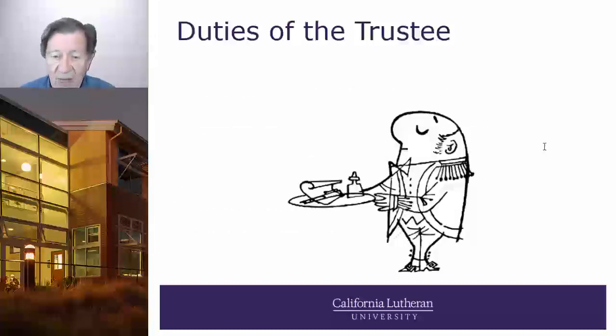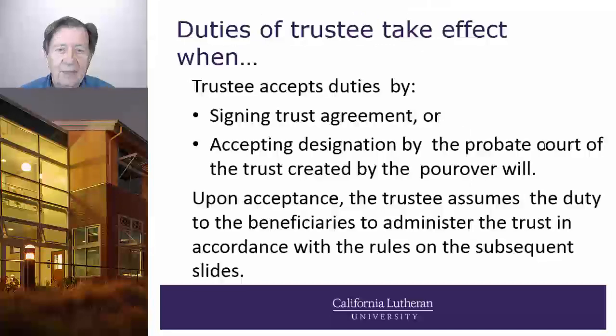And this is probably the best way of describing a trustee. They are a butler. They do what they're supposed to do, by the rules they're supposed to follow, and they don't deviate. And there's not a lot of flexibility.